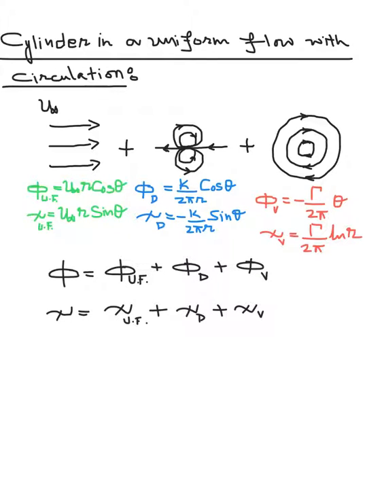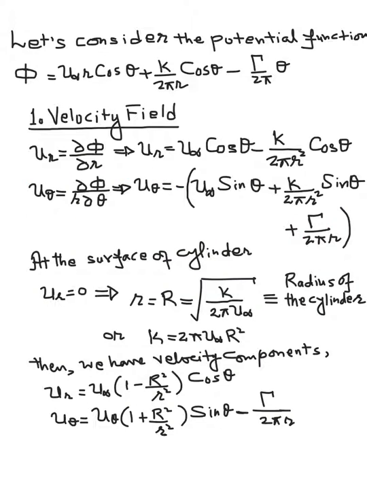Now once I have defined the scalar function, I can easily obtain the velocity field for this flow. I can easily determine the location of stagnation points and can easily predict the pressure distribution utilizing Bernoulli's equation, which I will show you next. Now I will show you the procedure of determining the velocity field.